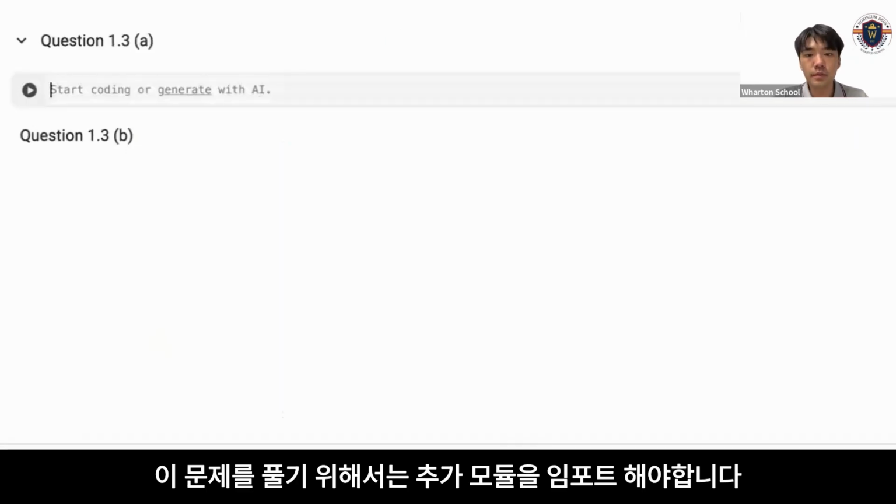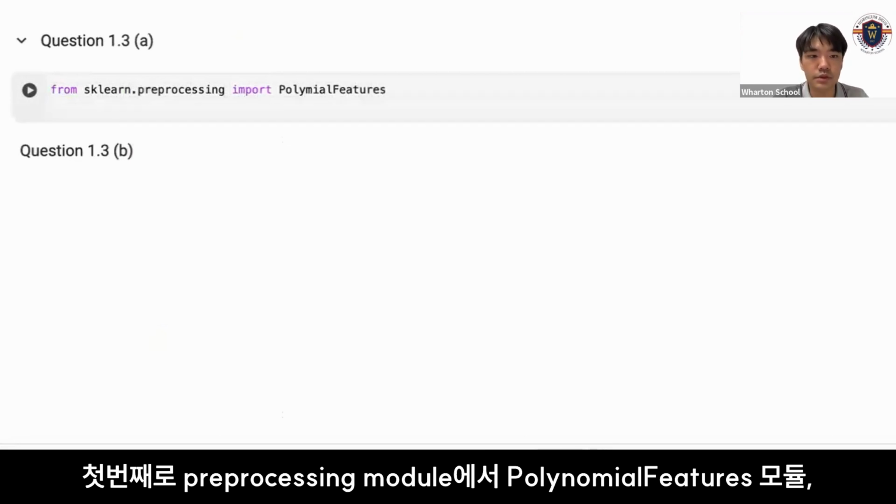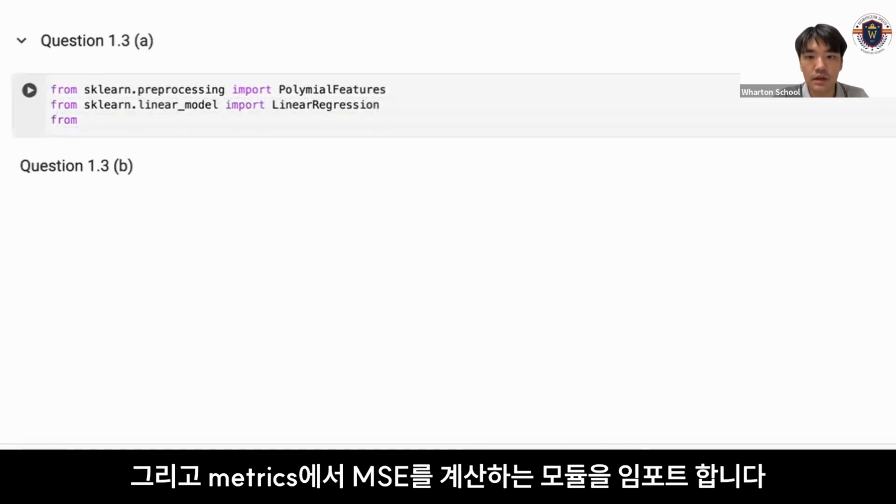In order to solve this problem, we need to import some more modules. We need to first import the preprocessing module to scale this properly. So I'm going to import the preprocessing module, and I'm going to import linear model for linear regression. And I'm also going to import mean squared error, the module that calculates mean squared error.